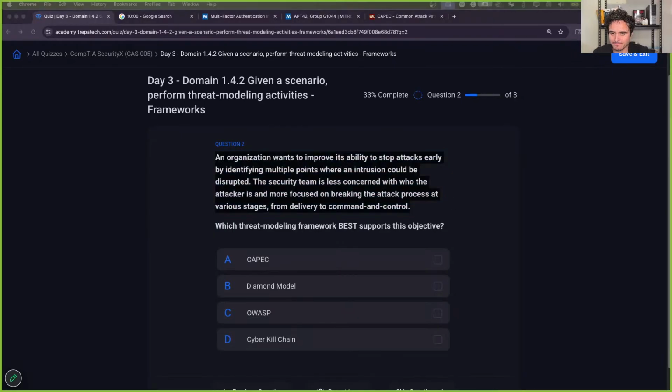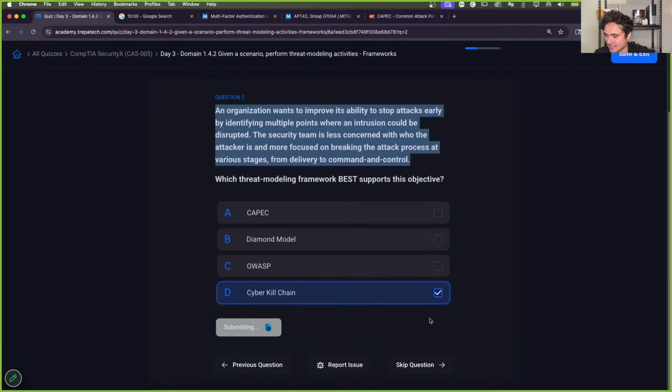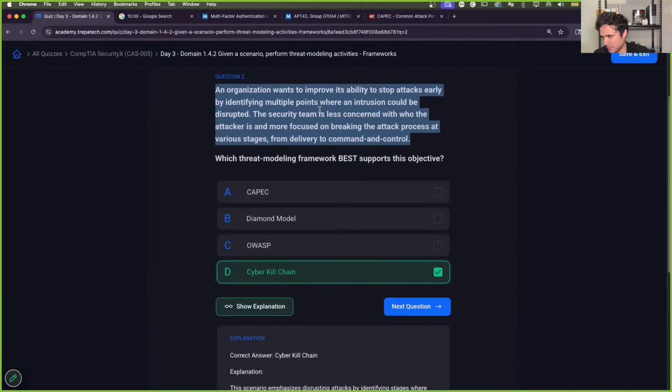Question 2. An organization wants to improve its ability to stop attacks early by identifying multiple points where an intrusion could be disrupted. So I'm already thinking probably like a kill chain. The security team is less concerned with who the attacker is and more focused on breaking the attack process at various stages, from delivery to command and control. Okay, so yeah. Which threat modeling framework best supports this objective? That kind of put us on target there, right? That was kind of easy. Cyber kill chain. It pretty much just made a definition for cyber kill chain, right? Where can we stop attacks in the various phases that they may happen?